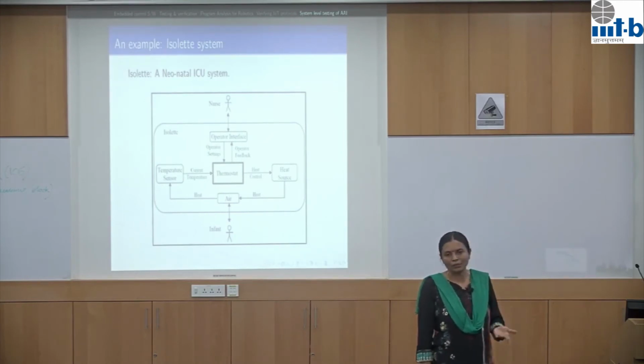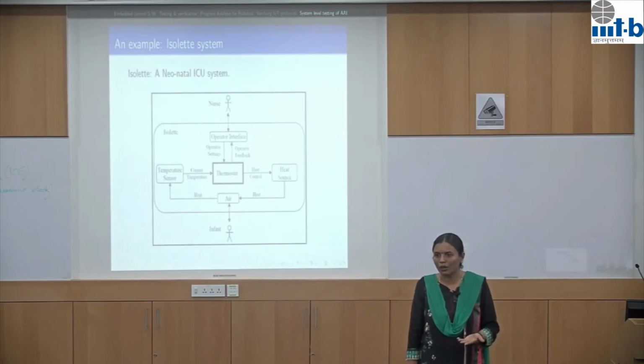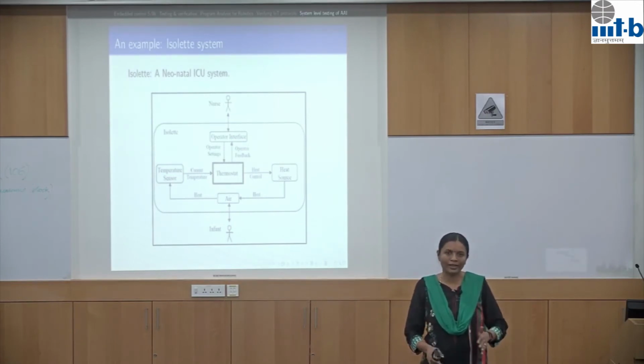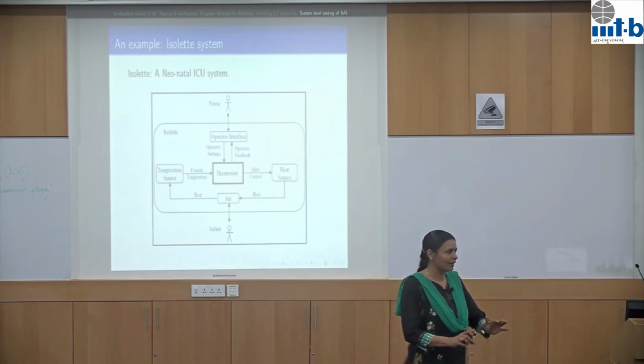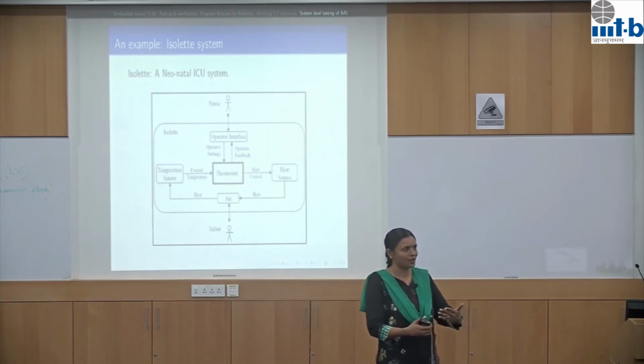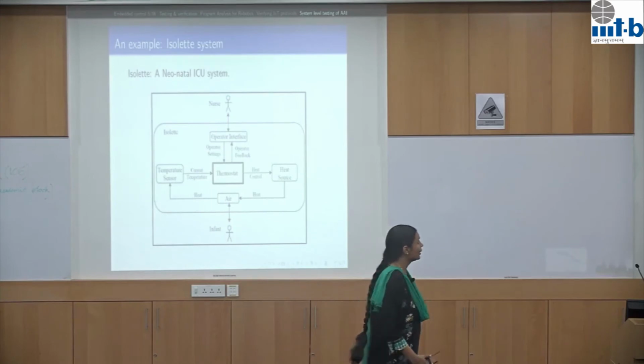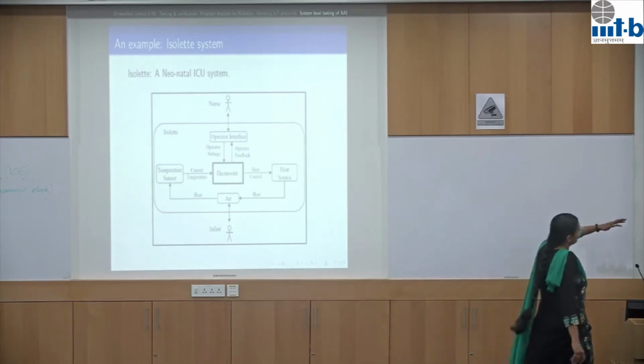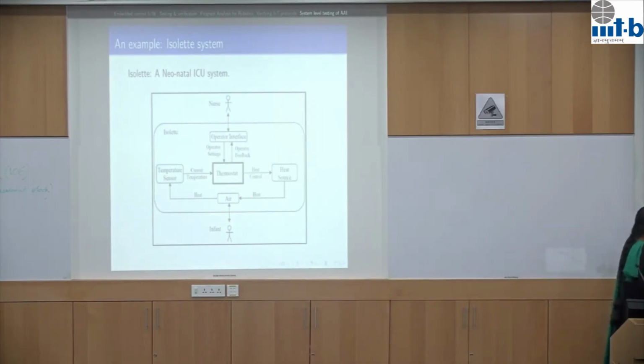So suppose they are born earlier, 3 weeks or 1 month earlier than their expected date, then they have to be kept in an ICU so that they get womb-like conditions so that they can survive, gain weight, and attain normalcy. So Isolette is a system that has a neonatal ICU. This is just a descriptive picture of the system.